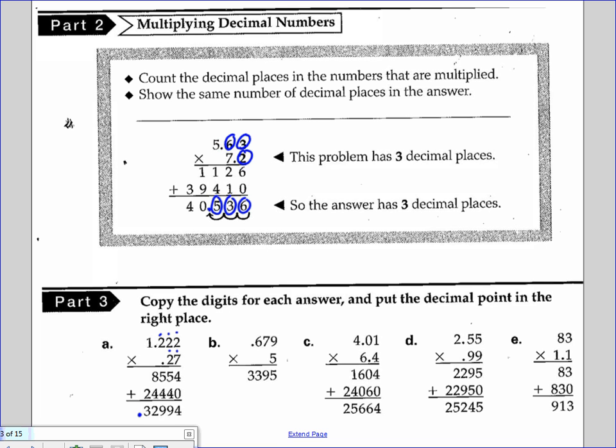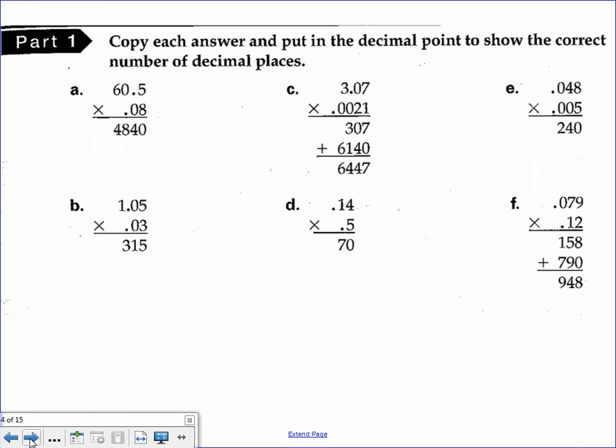Okay, you can go ahead and do B, C, D, and E on your own. And then go ahead and flip over to the next page. You can pause the video if you would like, or just go ahead and flip over and come back.